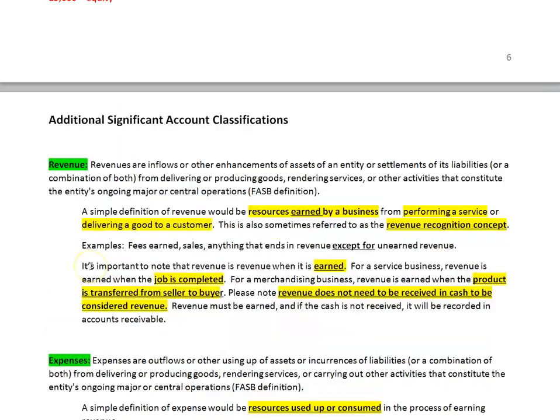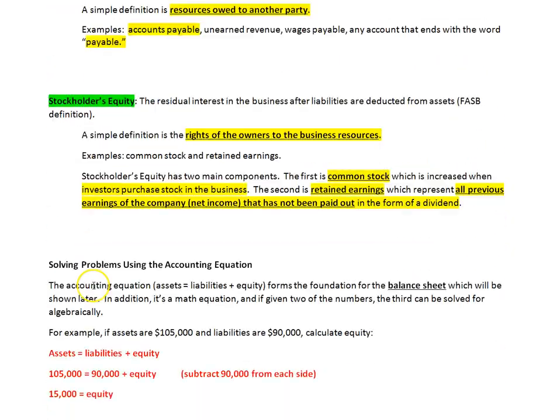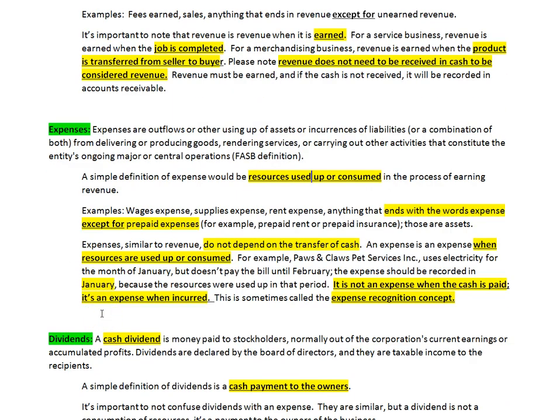Alright, these three accounts here, plus these three, make up all the 6 different types of definitions that we're going to use to define accounts. So every account we talk about is going to fit into one of these 6 and only one of these 6 definitions.